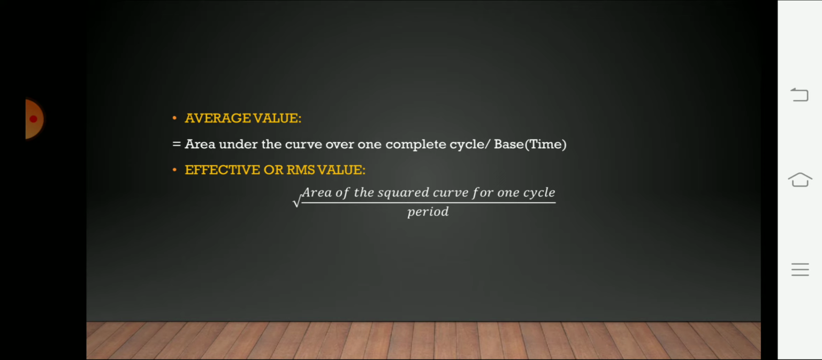Next, the effective or RMS value. When a current passes through a resistor, heat is produced irrespective of the direction of the current flow. The heat produced by an alternating current of maximum value, say Im, will not be equal to the heat produced by a direct current of Im amperes.